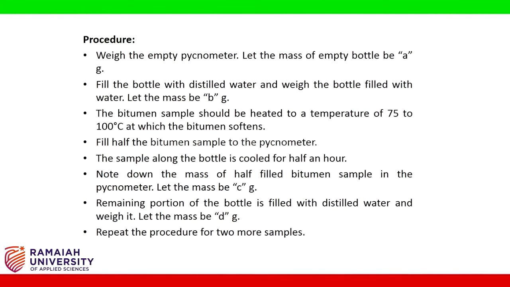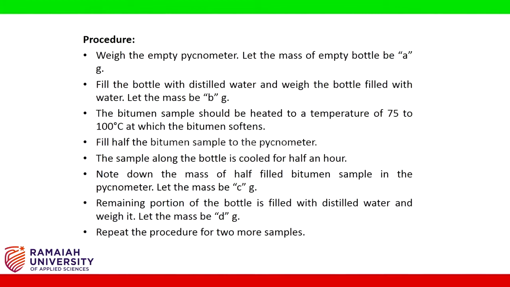Let the mass of empty bottle be A grams. Fill the bottle with distilled water and weigh the bottle filled with water. Let the mass be B grams. The bitumen sample should be heated to a temperature of 75 to 100 degrees Celsius at which the bitumen softens. Fill half the bitumen sample into the pycnometer. The sample along with the bottle is cooled for half an hour.